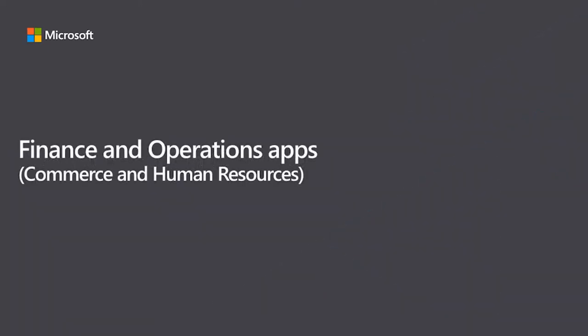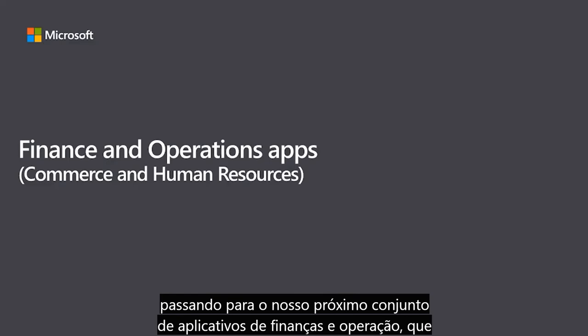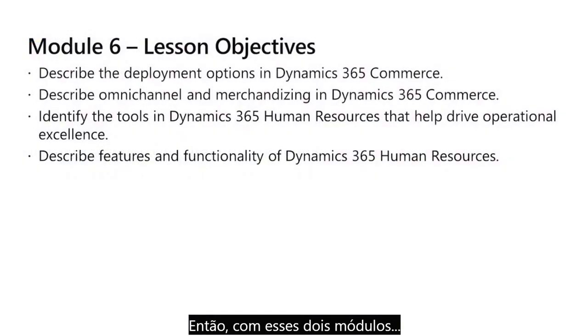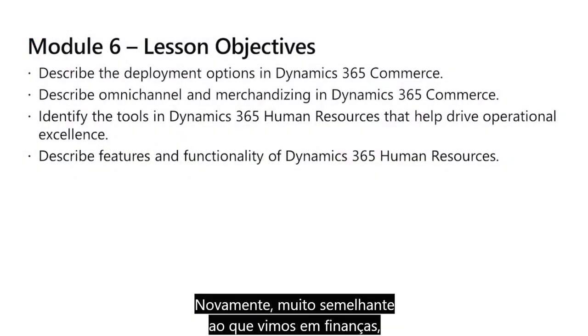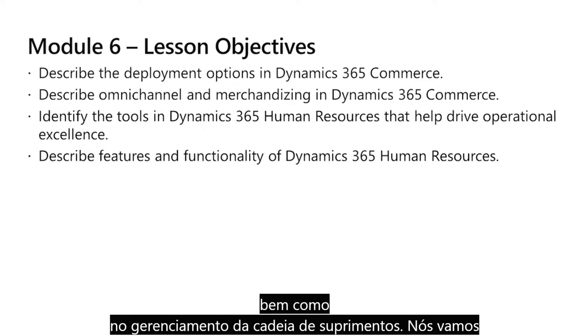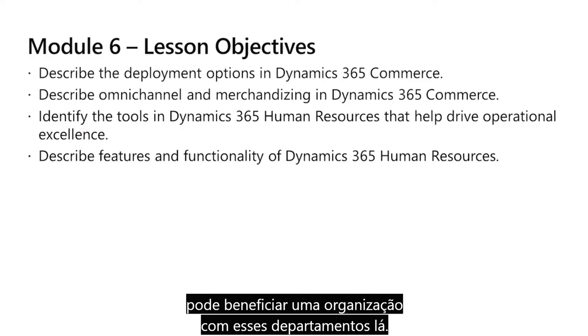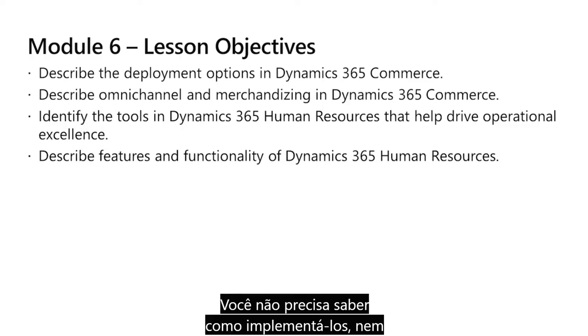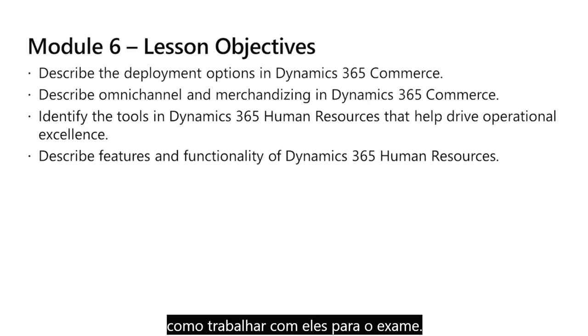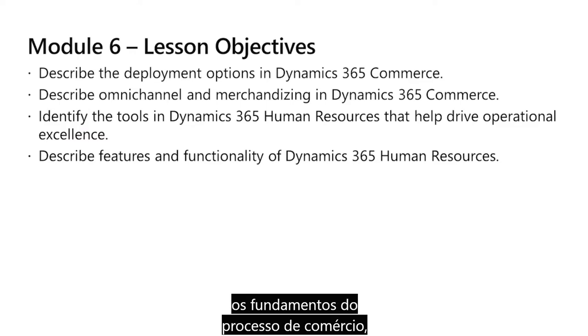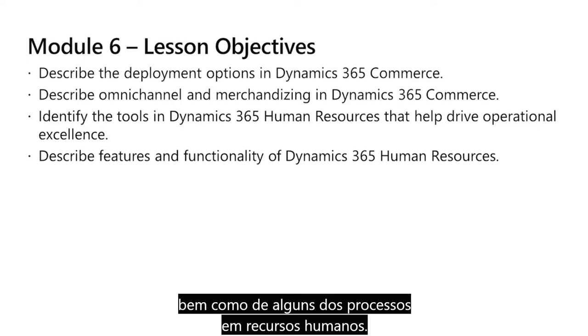Welcome back from break. We're moving right along into our next set of finance and operation apps, which will include commerce and human resources. So with these two modules, again, very similar to what we saw in our finance as well as our supply chain management, we're going to be introducing how Dynamics 365 can benefit an organization with these departments in there. You do not need to know how to implement them, nor how to work them for the exam. However, you do need to make sure that you know the fundamentals of both the commerce process as well as some of the processes in human resources.